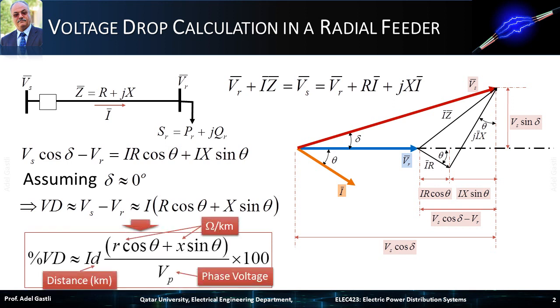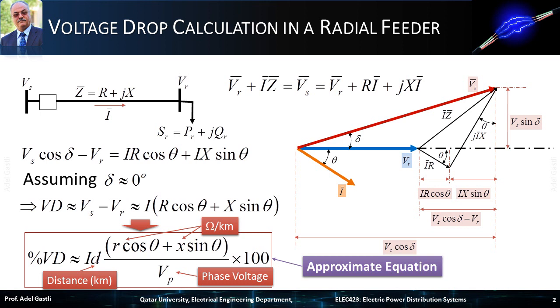If we calculate the percent voltage drop, then we divide the previous equation by the phase base voltage. Also, we usually know the cable impedance in ohms per kilometer, so we can express the resistance, large R in ohms, as the distance d multiplied by the linear resistance, small r. Similarly, the reactance, large X, can be expressed as the product of the distance d and the linear reactance, small x. Note that since we have assumed that delta is 0, this is an approximate equation and does not give the exact value of the voltage drop.